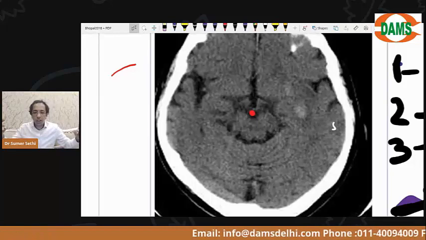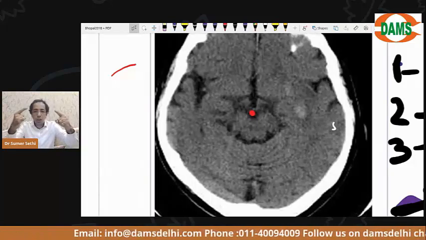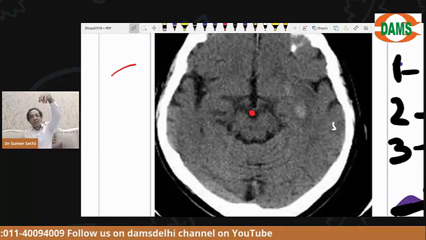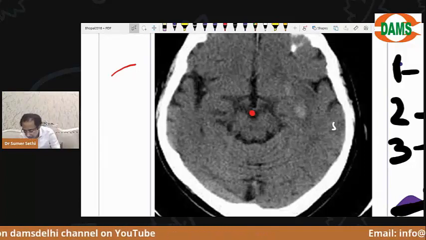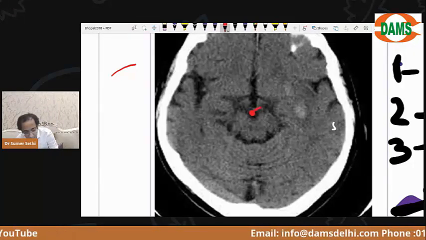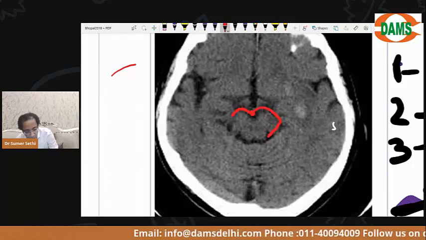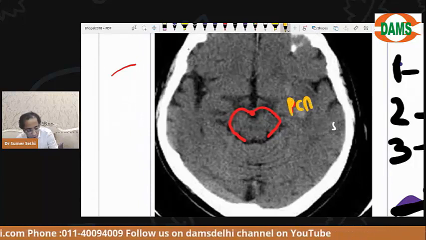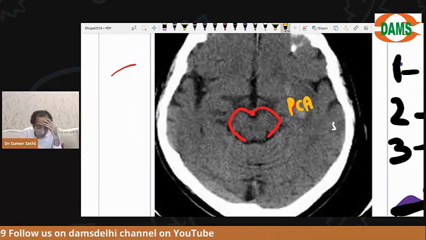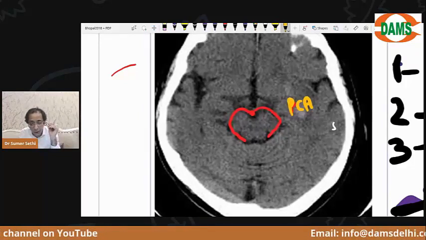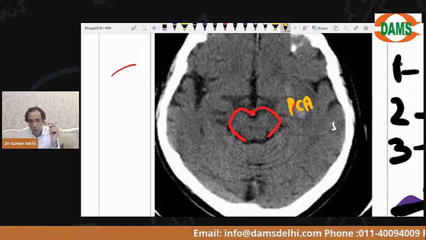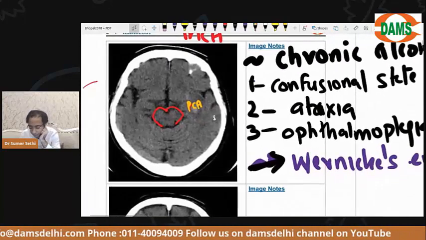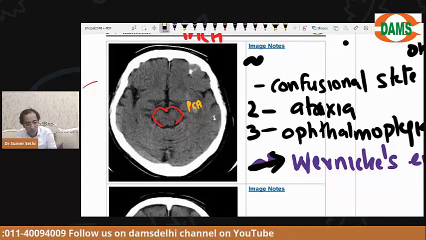Two vertebral arteries at the level of medulla go to the level of pons, where they join to form the basilar artery. And the basilar artery in the interpeduncular fossa terminates into terminal branches called posterior cerebral arteries. Are you aware of this? The terminal branches of the basilar artery in the interpeduncular fossa are the posterior cerebral arteries. Everybody clear? Okay. Now I am going to give you a question and you have to tell me the reason.